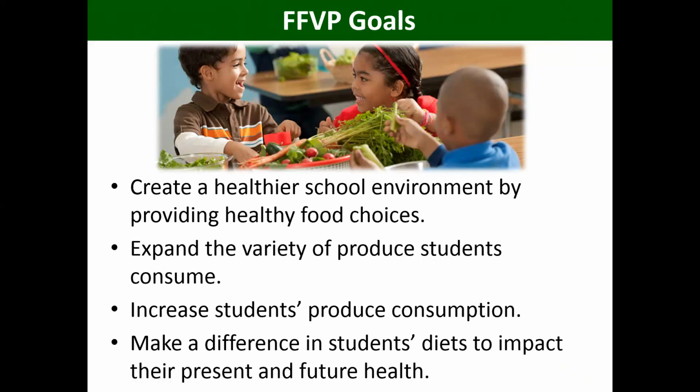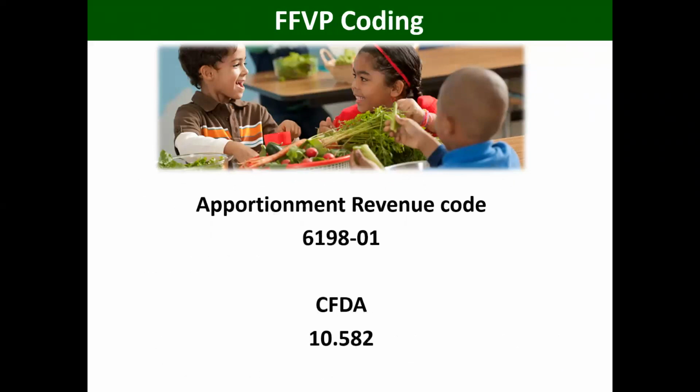Okay, I'll go to the next screen. The appropriation revenue code doesn't mean a whole lot to you, but the code is 6198-01, and CFDA 10.582, that is the apportionment code. If you have any questions about this type of stuff, you can probably contact Heidi or Jeff here in our office in Olympia.